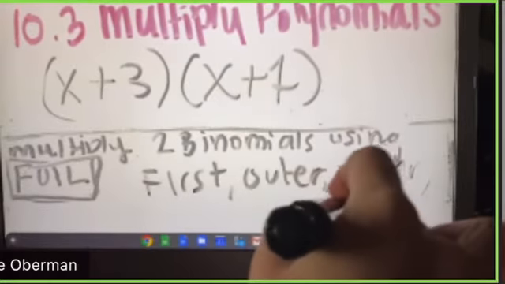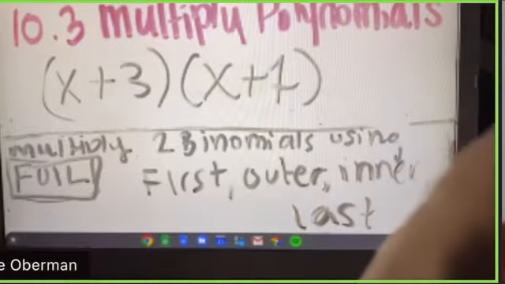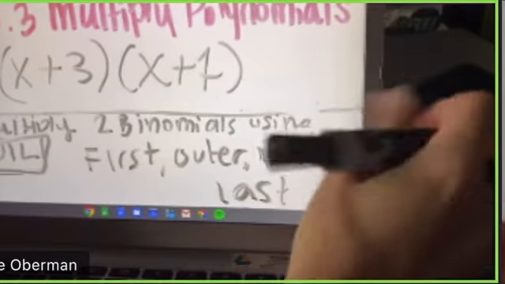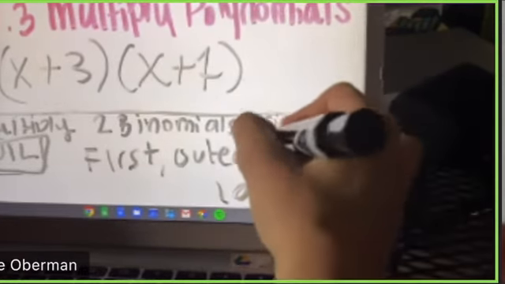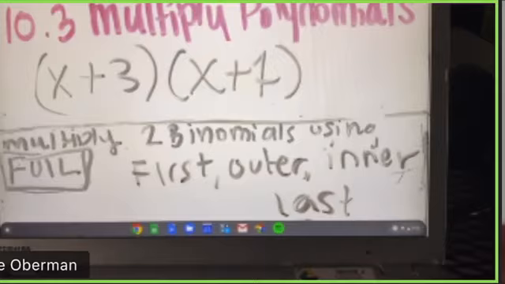Okay, FOIL is first, outer, inner, last. This is inner, I-N-N-E-R here. Inner. Okay, first, outer, inner, last. What does that mean? It means that we're going to do a special order of things when we multiply this to make it easier. Okay, guys?